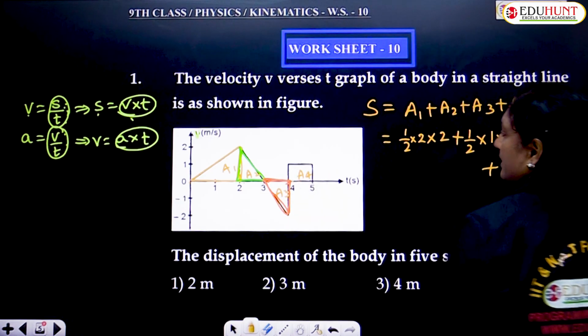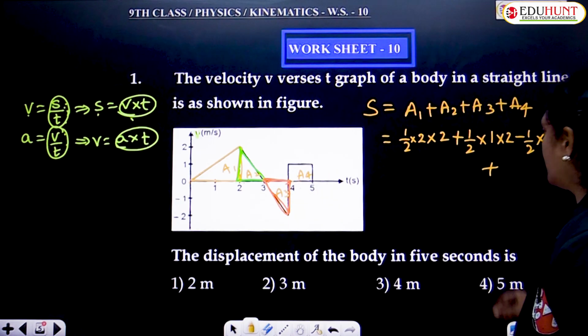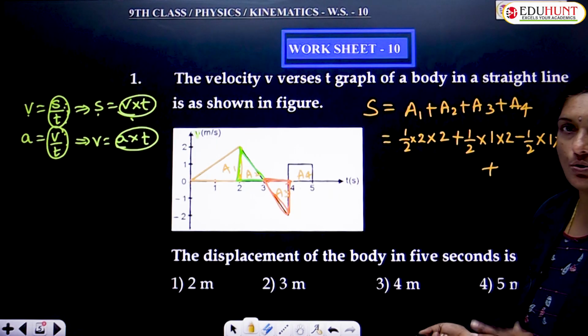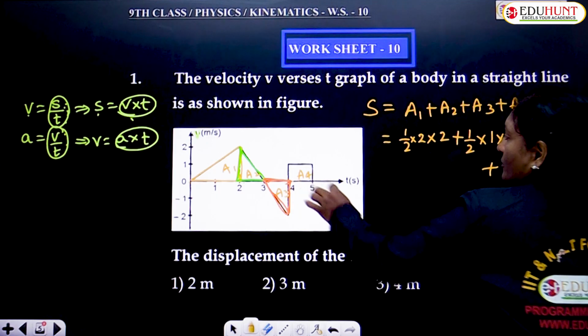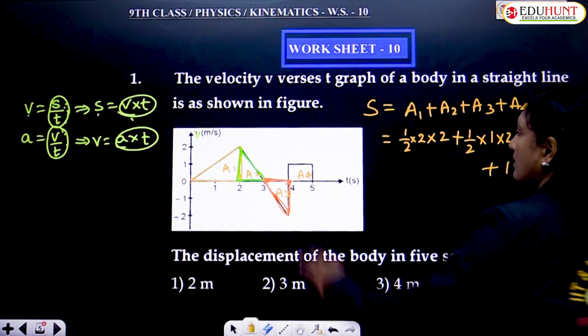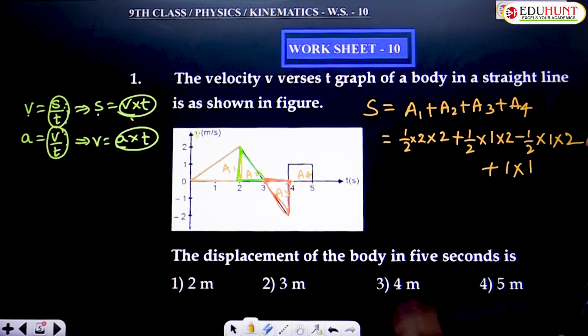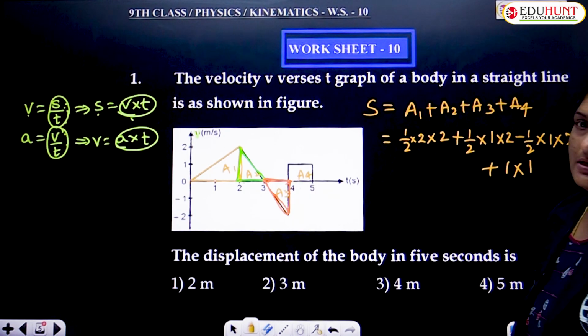It is a rectangular portion or square portion. The area of a rectangle is base into height, length into breadth. What is the length from 4 to 5? It is 1, into height from 0 to 1, which is 1. So if you simplify this, you will get the total displacement of the particle.